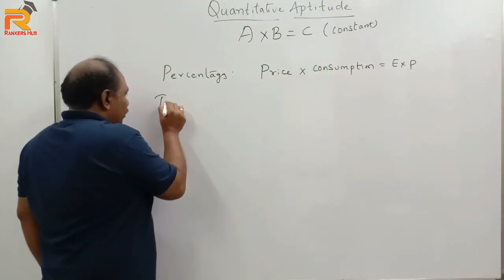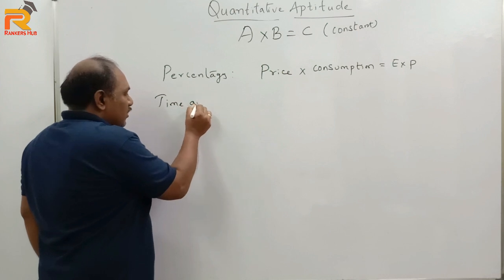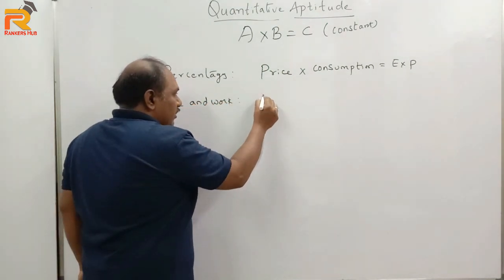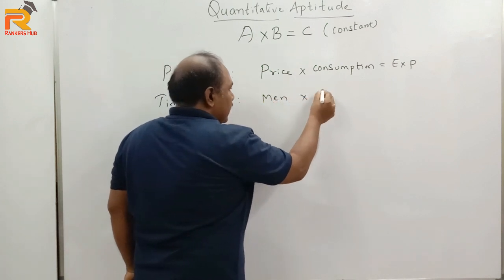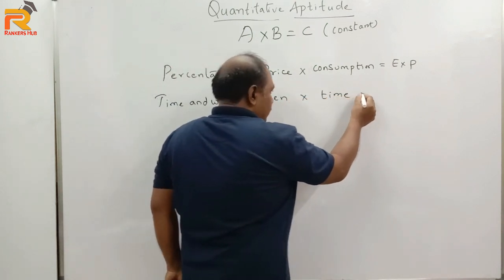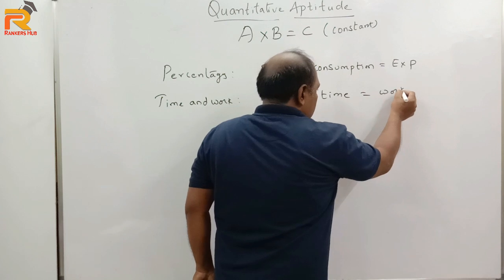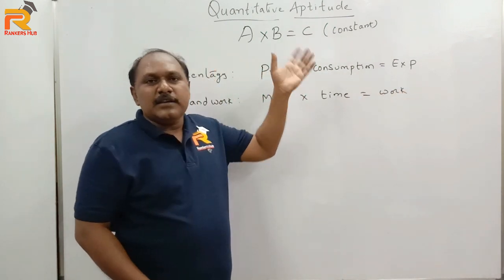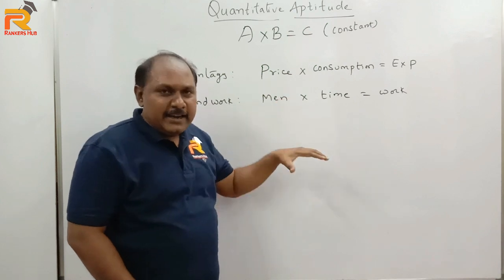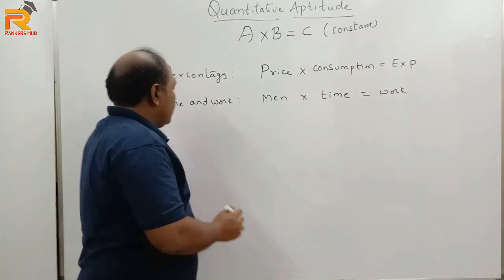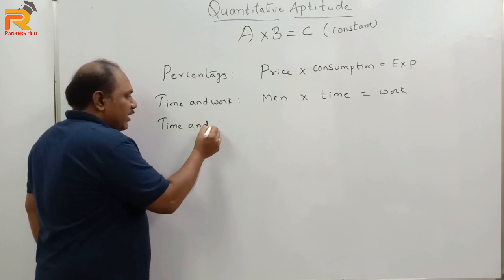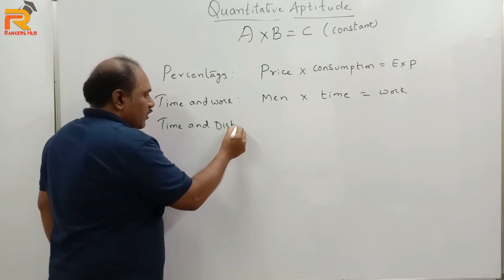And the problems in a chapter called time and work. In time and work, we have men and time. Men into time generally gives us work. If work is constant, if men increase, time decreases. If men decrease, time increases. And problems in a chapter called time and distance.